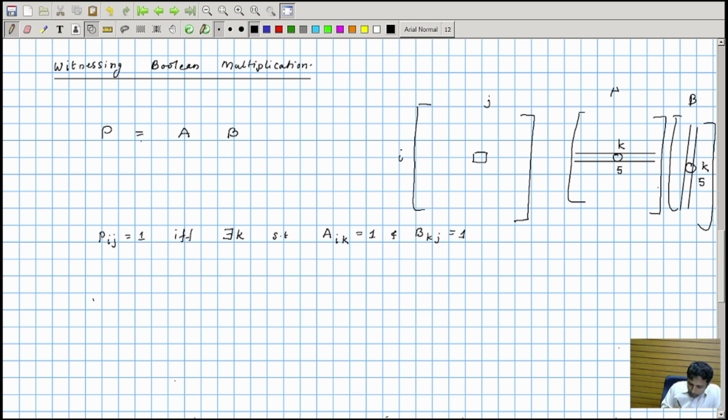So consider a matrix W such that the ijth entry is a witness for Pij. Okay, so Pij could be 1. In that case, Wij would be a positive integer. If Pij is 0, then Wij will be 0. Such a matrix is called a witness matrix. W is called a witness matrix.